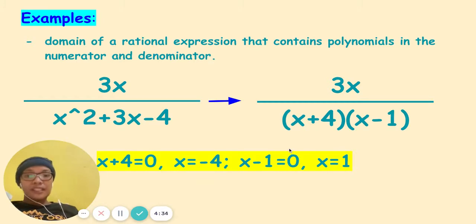So, therefore, your domain is the set of real numbers except negative 4 and positive 1, because either of them will give you a denominator of 0 that will make your rational expression undefined. So for example, let's use negative 4. Negative 4 plus 4 is 0. So kahit any value pa to, any number you multiply by 0 is 0. So, your denominator will become 0. Magiging 0 po yan. So, your domain in this expression is the set of real numbers except negative 4 and positive 1.